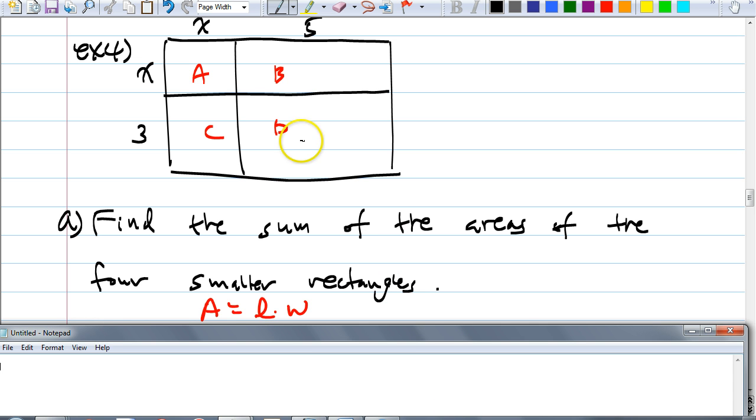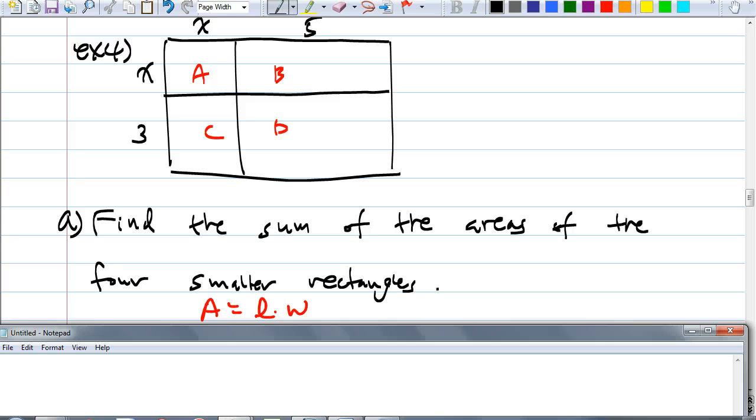Do you see how we have 4 small areas, area A, B, C, and D? Okay, can you guys find the area of A, B, C, and D and add them together? Because they tell us to find the sum. Can you do something like this? Go ahead, everybody try. I'll wait. Somebody tell me the area of A.